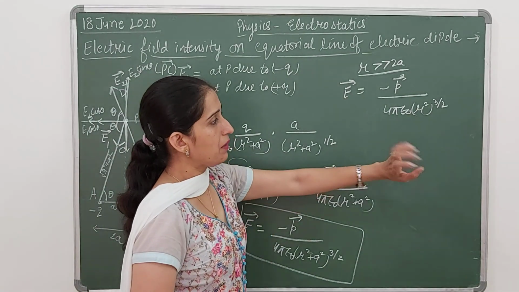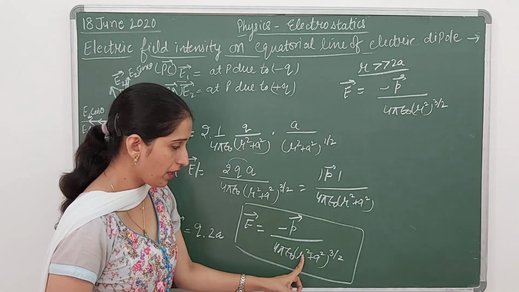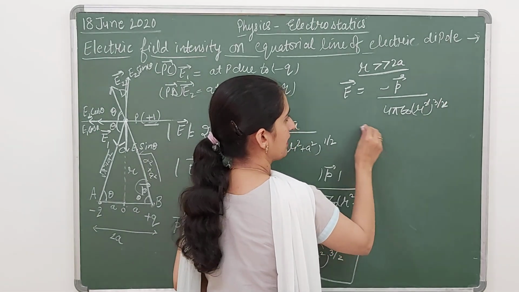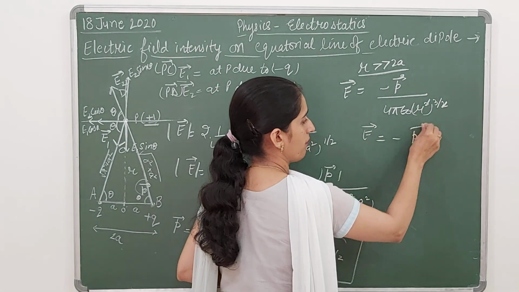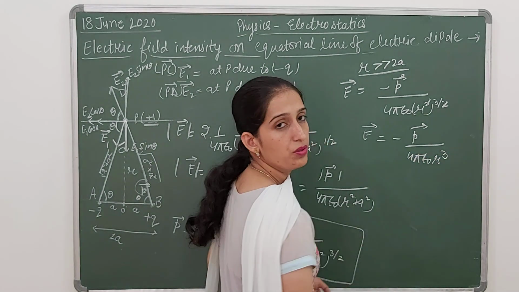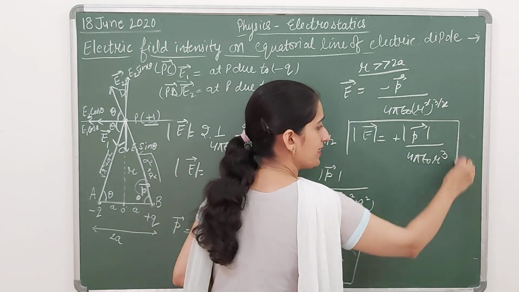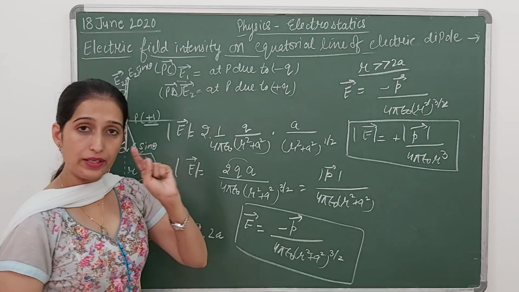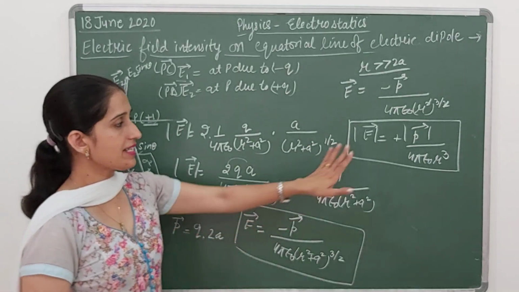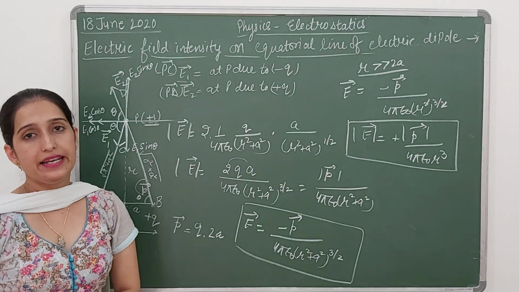So E will be given by minus p upon 4 pi epsilon naught r square to the power 3 by 2. Then this 2 will cancel out and we will get E is equal to minus p upon 4 pi epsilon naught r cube. If we are talking about magnitude only, then we will keep it like this, and if we are including direction, then we are going to consider the negative sign. So this is the electric field intensity on the equatorial line of the dipole.